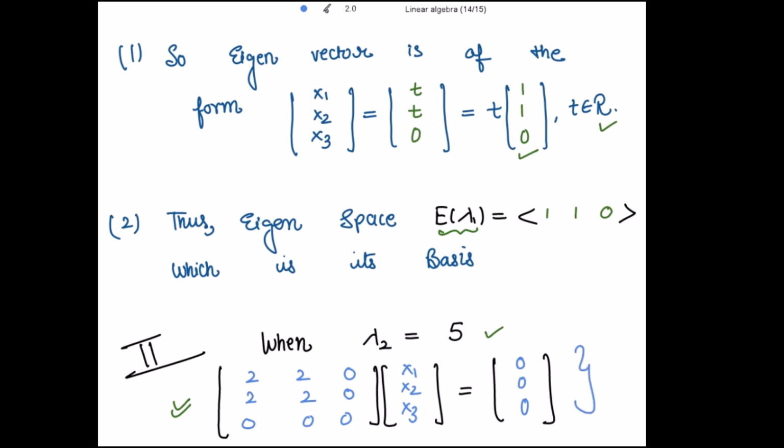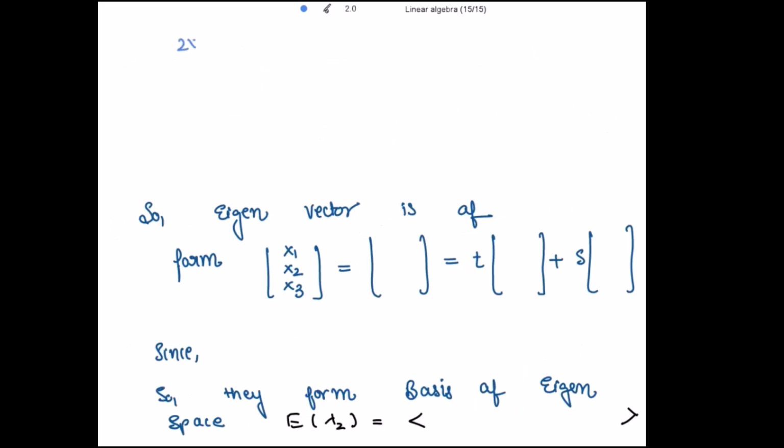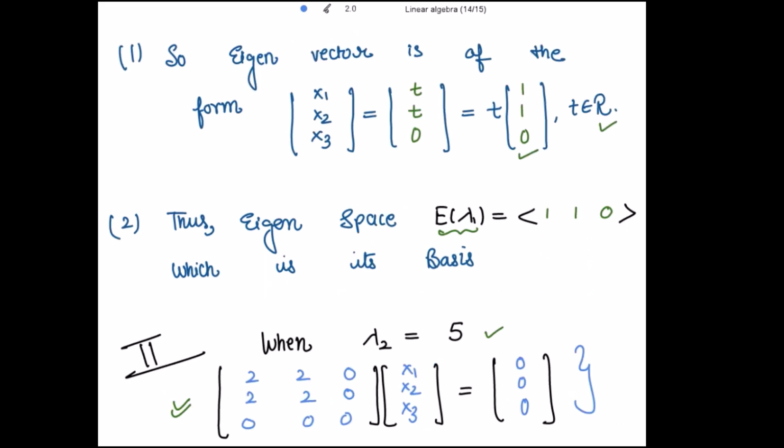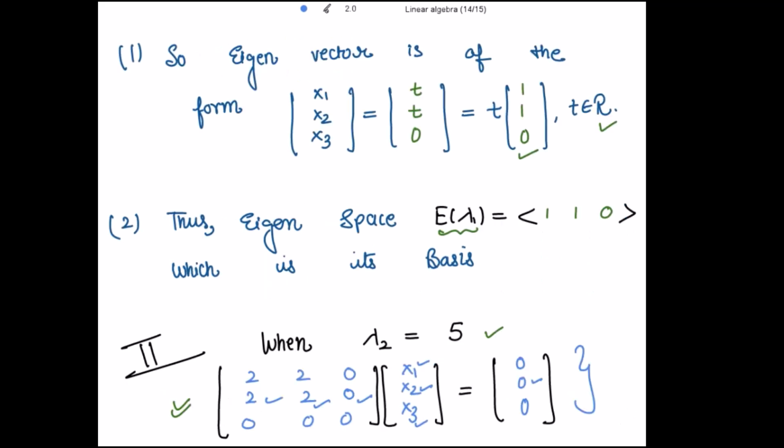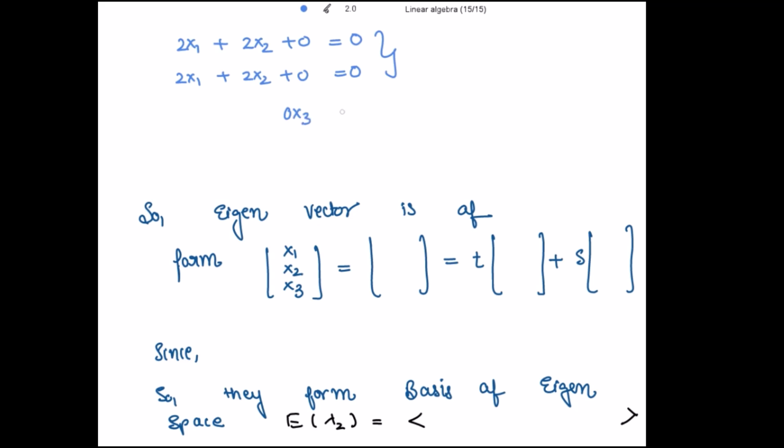Solving the three equations, the first equation is 2x1 plus 2x2 plus 0 equals 0. Second equation, 2x1 plus 2x2 plus 0 into x3, that is equal to 0. So this is 2x1 plus 2x2 plus 0 equals 0, the same. And the third equation, 0 into x1 plus 0 into x2 plus 0 into x3, that is equal to 0. So here we get 0 into x3 to be equal to 0.